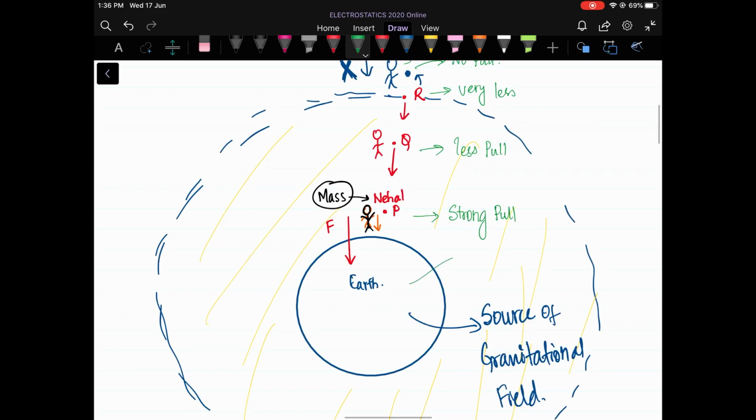So this is Earth. Nihal is present at a certain point called P near to Earth, and we know Earth is going to apply a force on Nihal, pulling Nihal down to Earth. And we know if Nihal is kept at a certain point P, very close, Nihal is going to feel a very strong pull from the Earth. If Nihal is present at a certain point called Q, which is, you can see, a bit far, Nihal is going to experience less pull or less force.